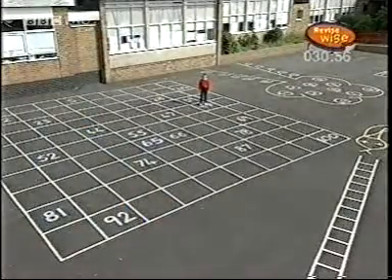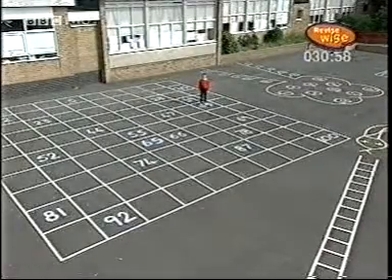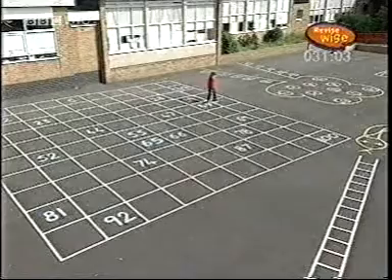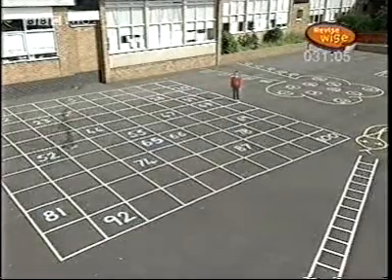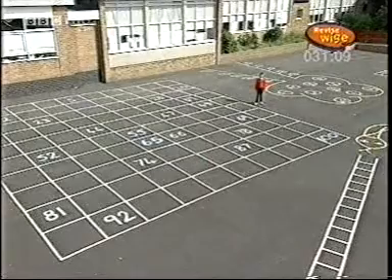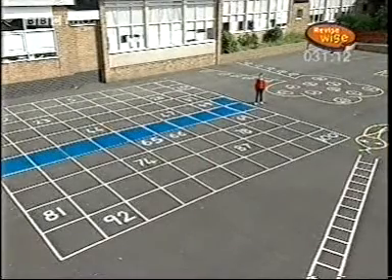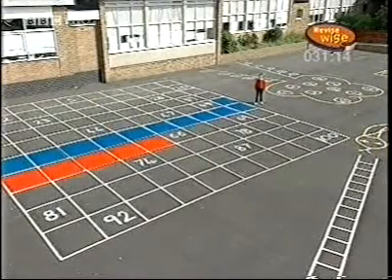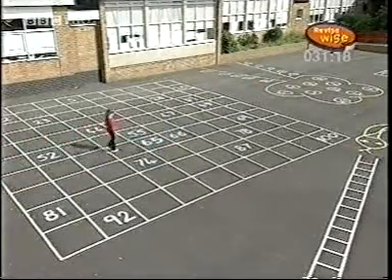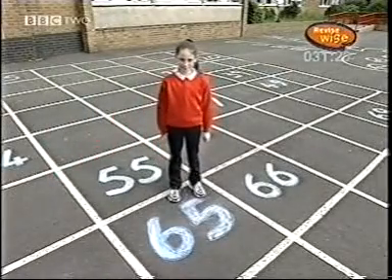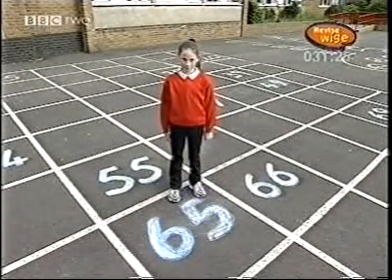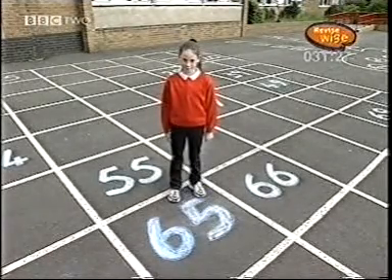Let's check the answer by using the number square. Our pupil starts on square 49 and walks 1 square to 50. She then walks 10 squares from 50 to 60. At this stage, she's walked 11 squares and she has 5 more to go. Finally, she walks the last 5 squares to square 65, so proving that adding 16 to 49 makes 65.